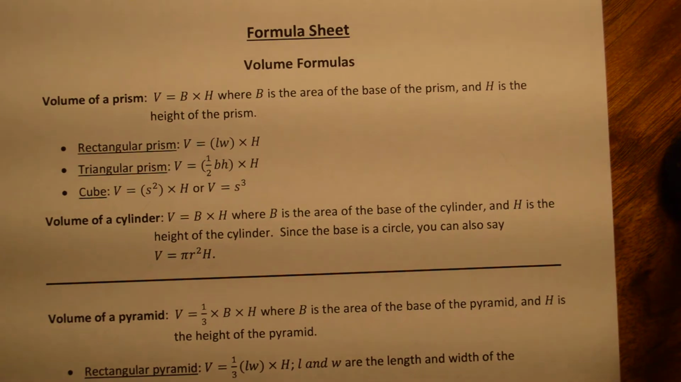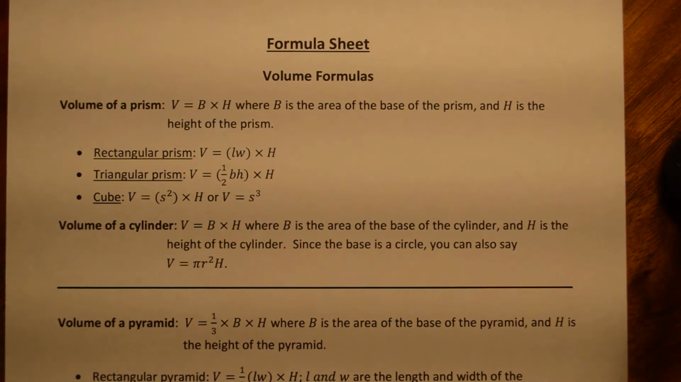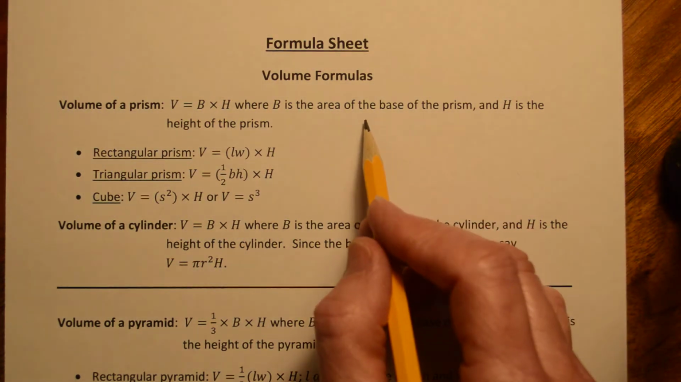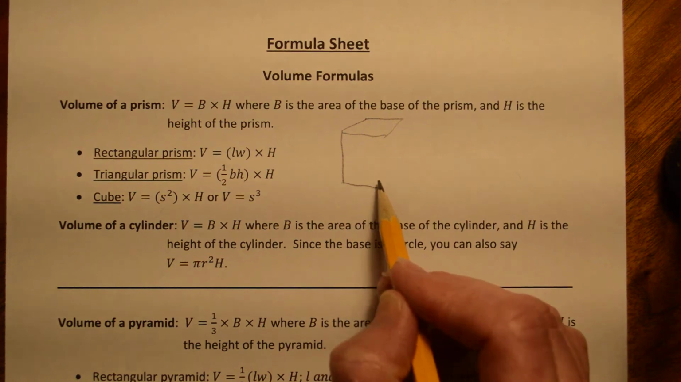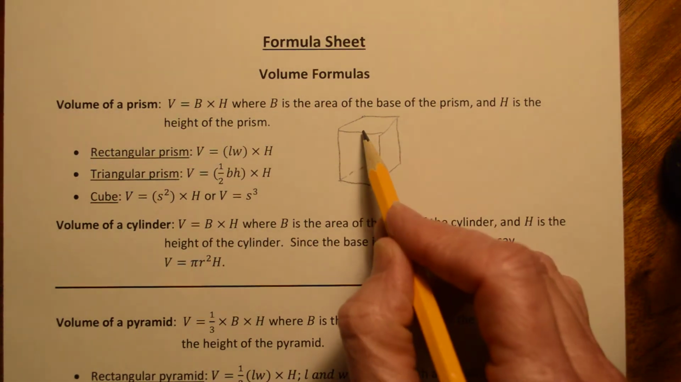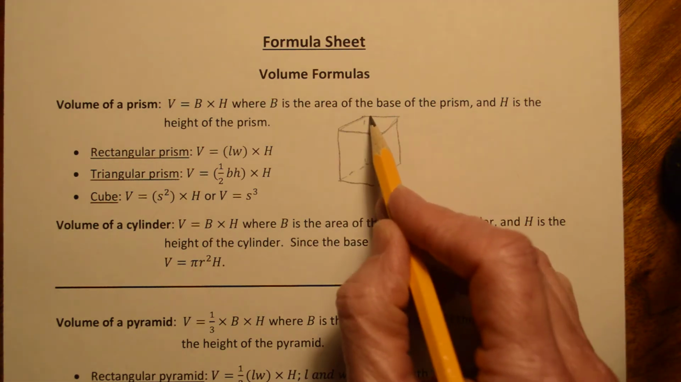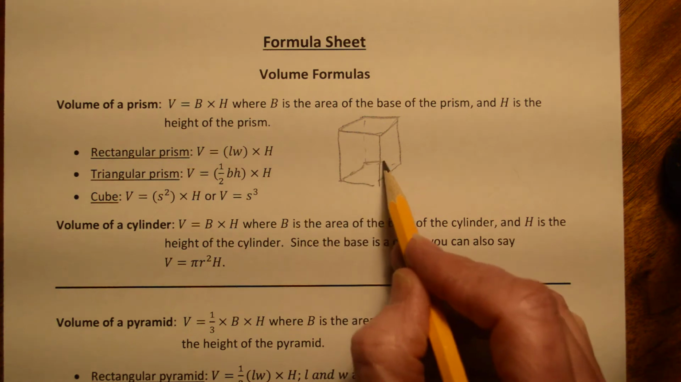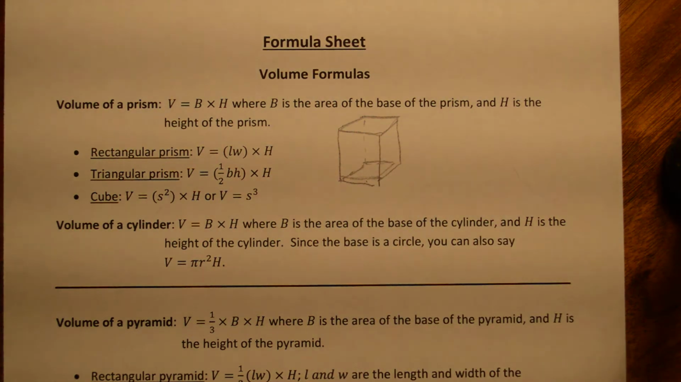The first is volume formulas for prisms or cylinders, and basically what this category is, is any shape where there are two identical bases. So for example, if you think about a box, that would be called a prism. There might be more than two bases, but there are at least two bases that are identical to each other, that are parallel to each other.